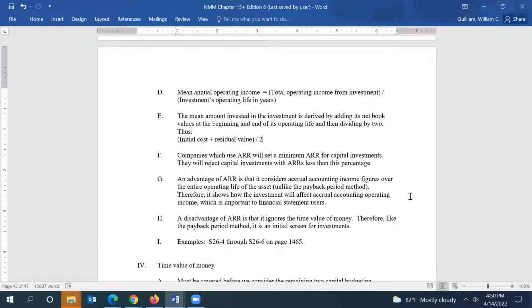While G, an advantage of accounting rate of return is that it considers accrual accounting income figures over the entire operating life of the asset, unlike the payback period method. Therefore, it shows how the investment will affect accrual accounting operating income. And that's important to financial statement users. And H, a disadvantage of accounting rate of return is that it ignores the time value of money. Like the payback period method, it's an initial screen for the investment. Looks good, then we'll go on to a more sophisticated method, one of the two we'll study next week. Gone through those examples. So that's what I wanted to cover today.